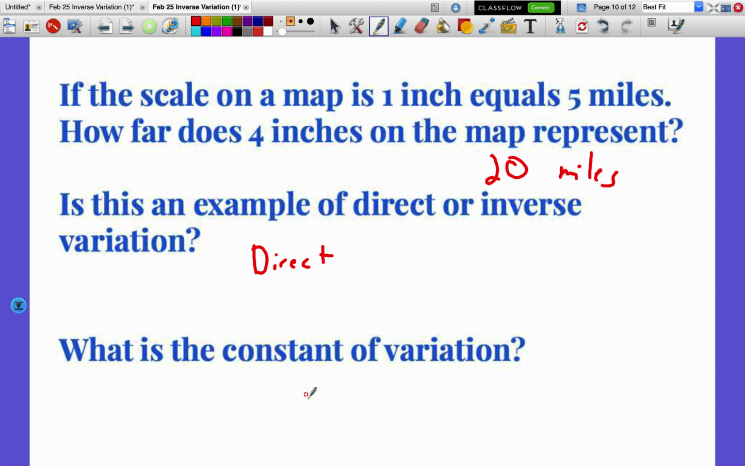What's the constant of variation? It is 5, but let's give it the unit, miles per inch, which makes sense from that first one. 1 inch is 5 miles, so it's 5 miles per inch. And so then 4 times 5 is 20 to keep that 5 constant.